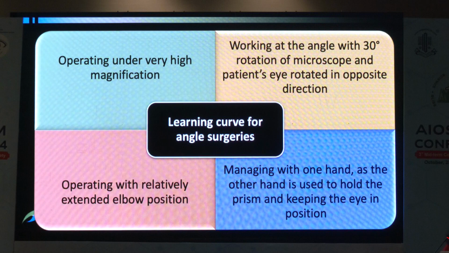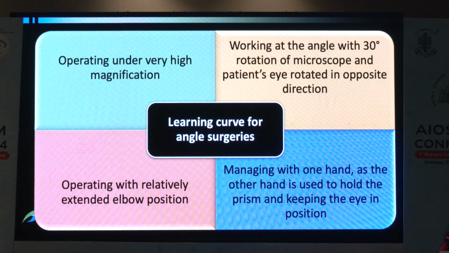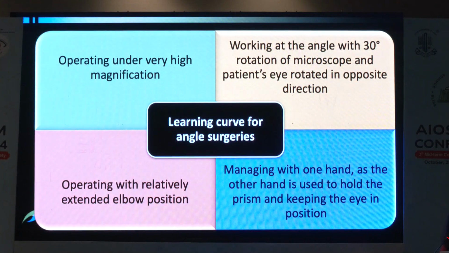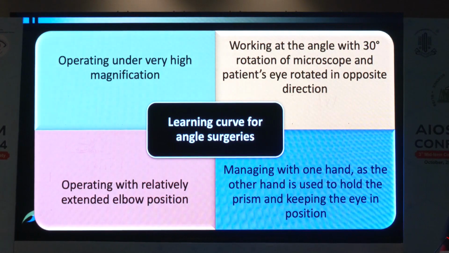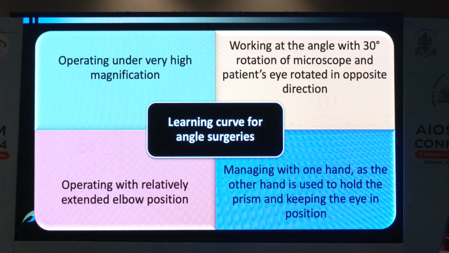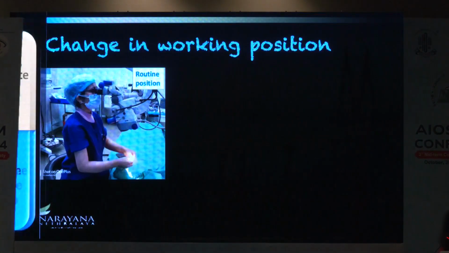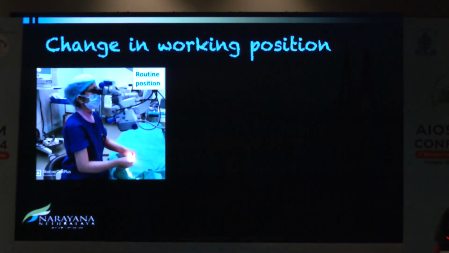There are certain difficulties when we move towards angle surgeries, say from cataract surgeries. There is some learning curve involved because you have to operate under high magnification, you have to work at an angle, your patient's head is at a different angle, the microscope is at a different angle, so the ergonomics is a little different when you operate than in cataract surgery. And you have to operate with one hand holding the gonioscope because you're looking at the angle, so largely most of the maneuvers involve one hand only. So those are the learning things that we have.